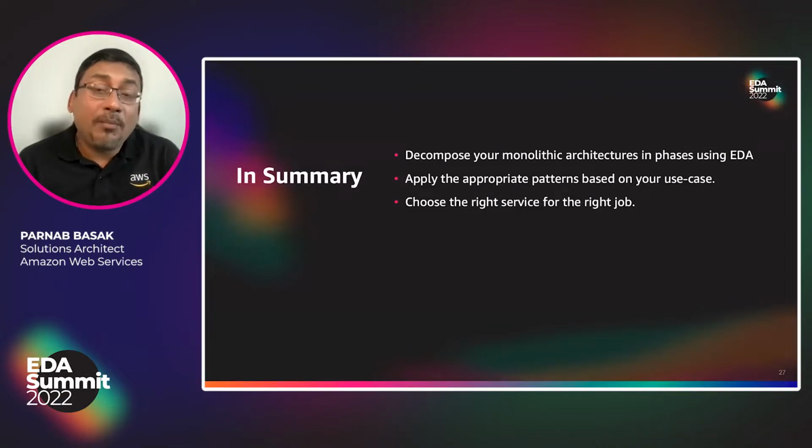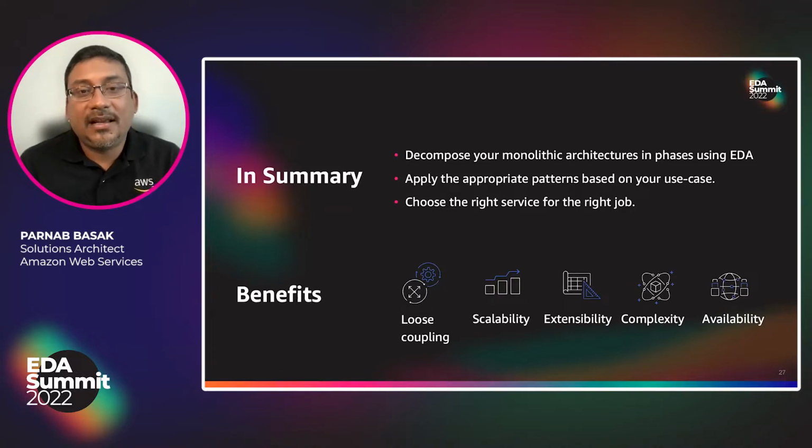So in summary, decompose your monolithic architectures in phases using EDA, and apply the appropriate patterns based on your use cases. We talked about 4 patterns there, or use a combination of the patterns that best suits your needs. Choose the right AWS service for the right job based on what you need to get done. And you can use multiple services, even within the same architecture, to get the job done. In all, this will allow you to achieve loose coupling, scalability, extensibility, availability, and remove dependency complexity by decomposing monoliths to microservices using EDA.